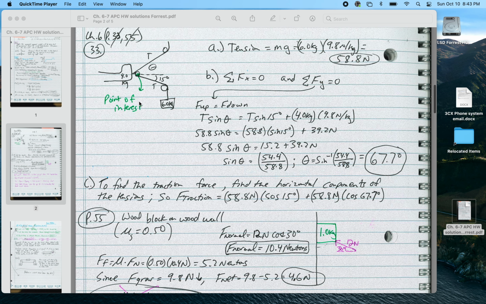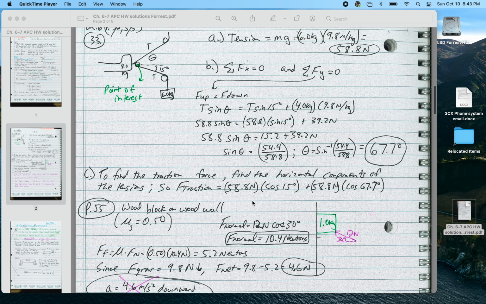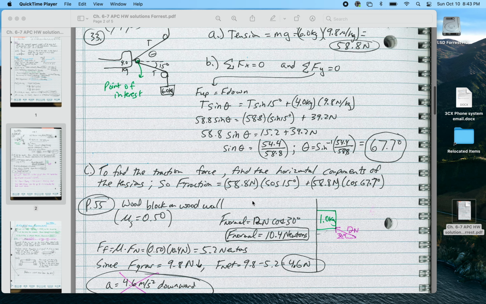To find the traction force, we want to find the horizontal components of both these tensions to the right, and that would equal the traction force. So 58.8 cosine of 15 degrees plus 58.8 cosine of 67.7 degrees. I don't know if I did that here. Let me take a look. I may have added that later when I forgot about it. Opening up the book. 79-ish newtons.